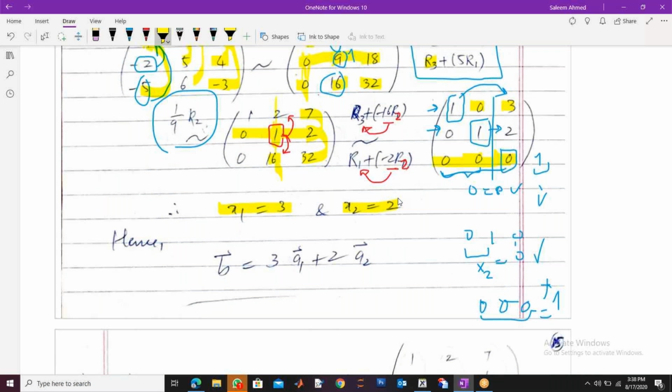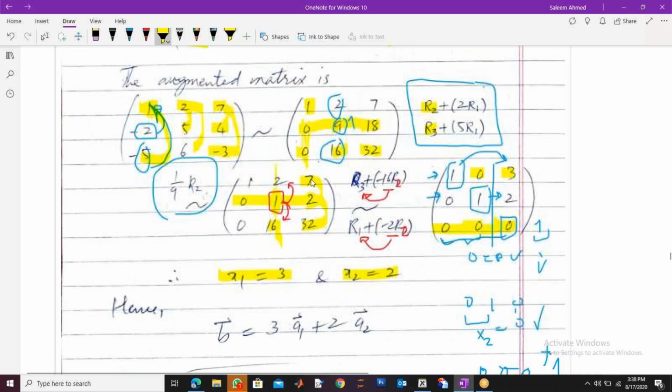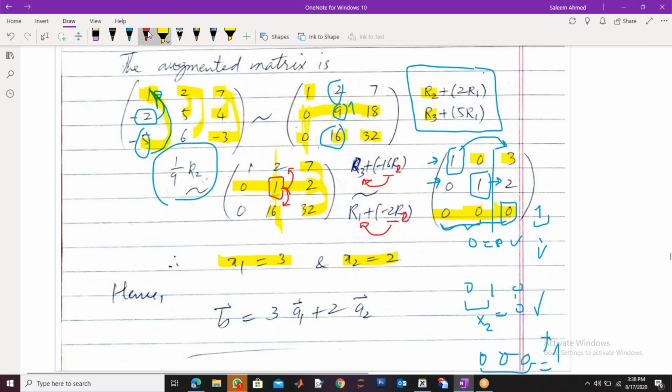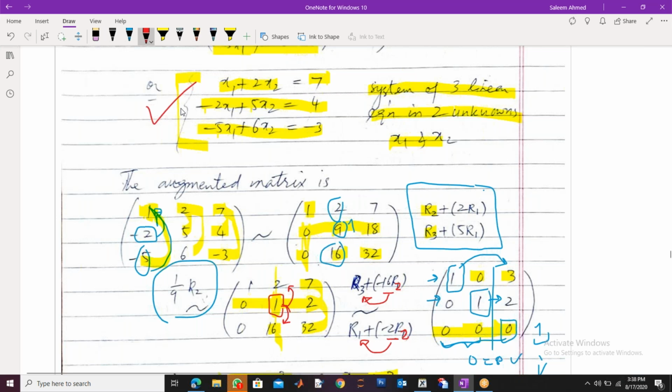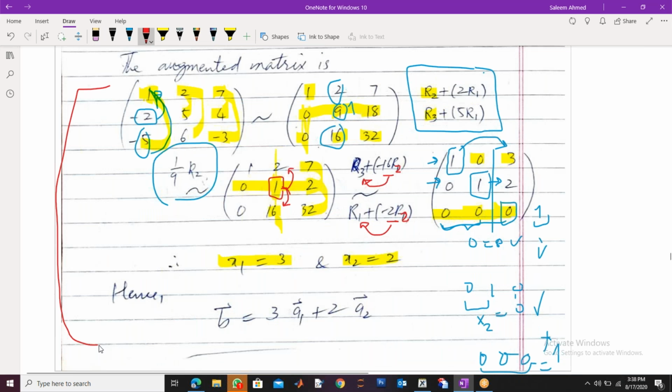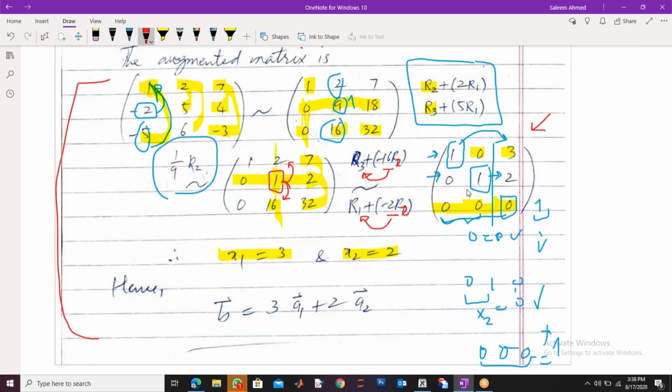What method did we use here to solve this system? This method is called the Gauss-Jordan method. When you reduce your matrix to reduced echelon form, it means above and below the pivots are both 0. Here I don't need to make it 0. Why? Because there is no pivot here. We only look at the pivot element and make zeros above and below. Got it? So it means you got the solution. You got x1 and x2. So x1 is 3, x2 is 2. It means I got the answer here.